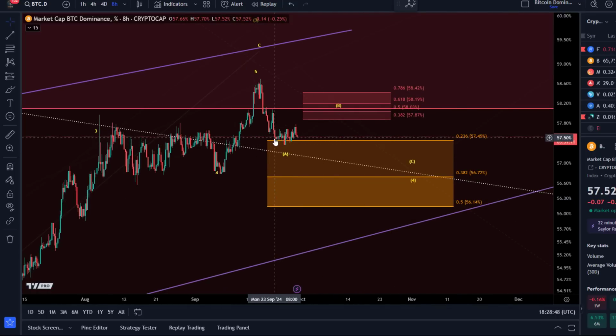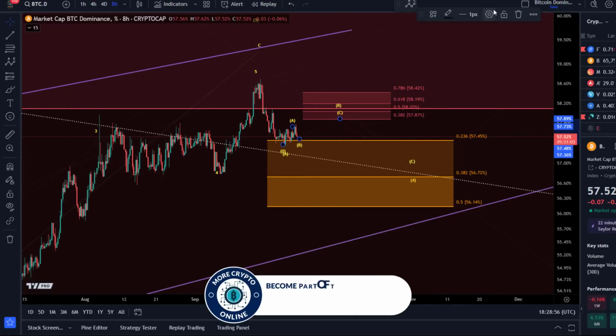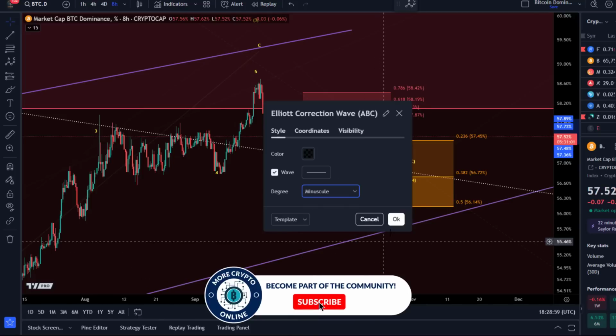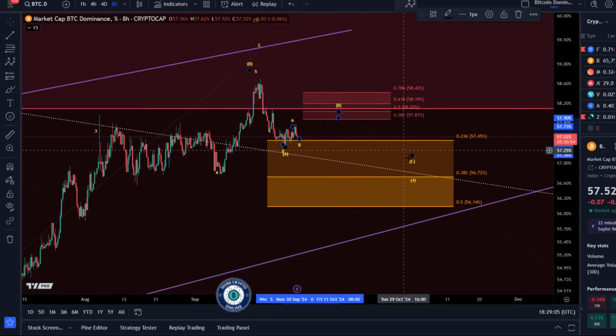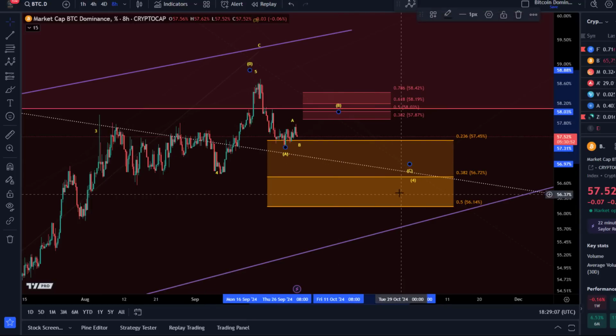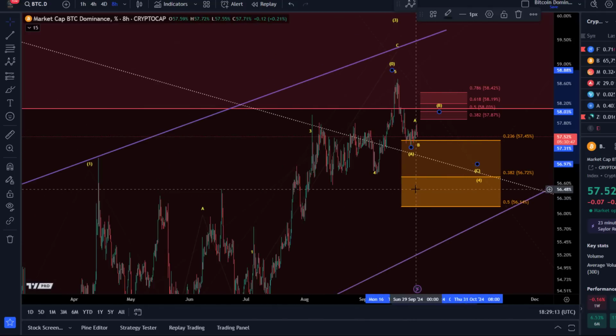And now we could be working on this kind of B-wave bounce, and yeah, I know micro counting doesn't make much sense here. I just want to share with you my latest view. It might do this ABC, give us a bit of a bounce as we're heading into next week, and then a C wave down could drive us lower into the support region with an ideal target at 56.7%. So it's just something to watch for.